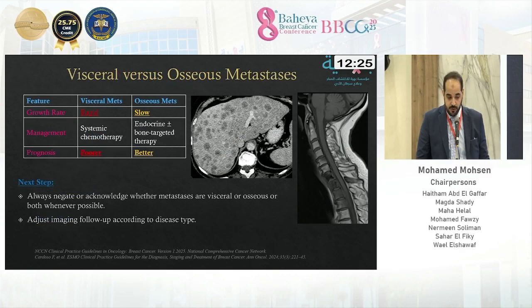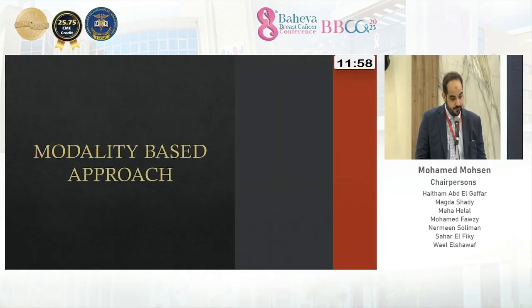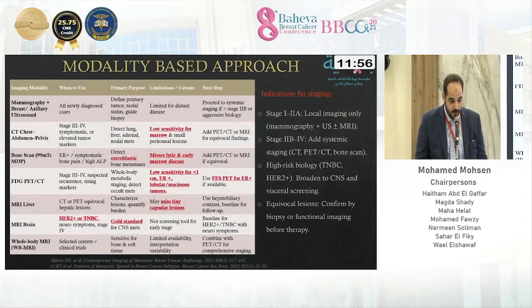We should also be able to differentiate the visceral from the osseous metastases, as the visceral metastases have a rapid growth rate and subsequently a poorer prognosis, with obviously different management. So the next step here, we should always acknowledge whether metastases are visceral or osseous or both, whenever possible. And we should adjust imaging follow-up according to disease type. This is a modality-based approach, and this table summarizes different modalities, when to use them, and the primary purpose with limitations.